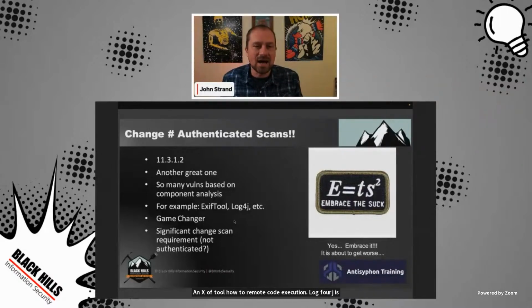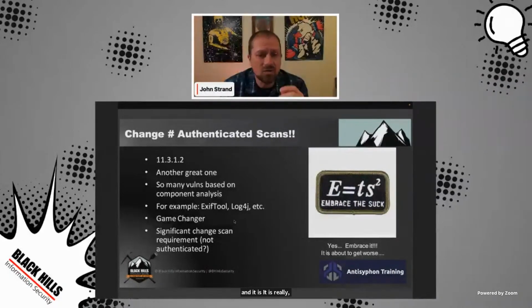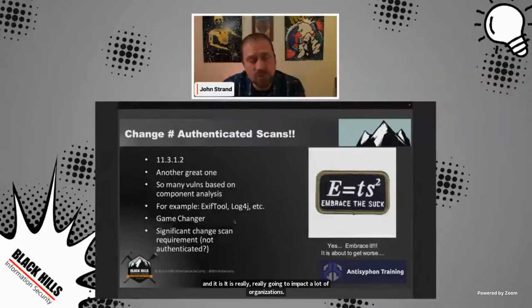You just cannot look at these things and say, oh, we're just going to scan and see what's available on the outside of an organization when we're looking for exploits. So many of the vulnerabilities out there are actual component analysis vulnerabilities. This is a game changer. And it is really, really going to impact a lot of organizations. I'm going to talk about how to handle vulnerabilities because this might be the greatest workload increase for organizations, in how they're going to handle their scanning data, doing this authenticated scanning for the internal parts of their networks.